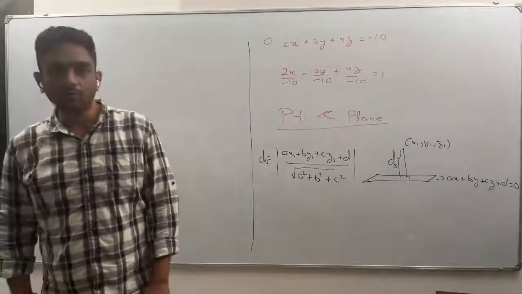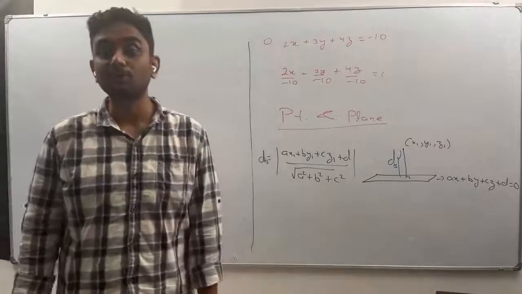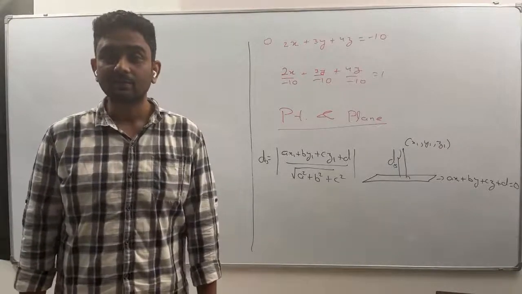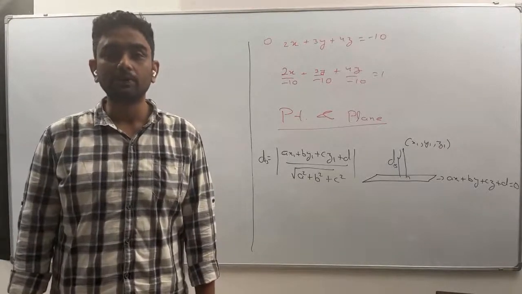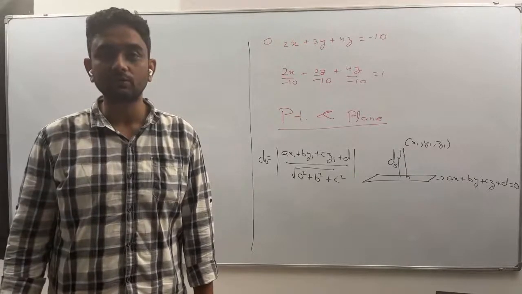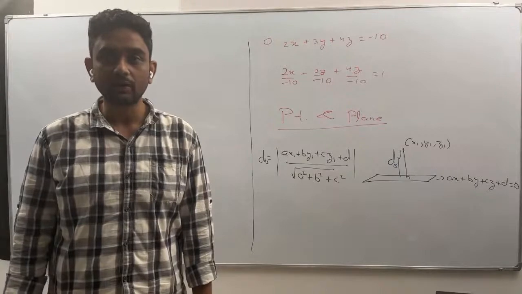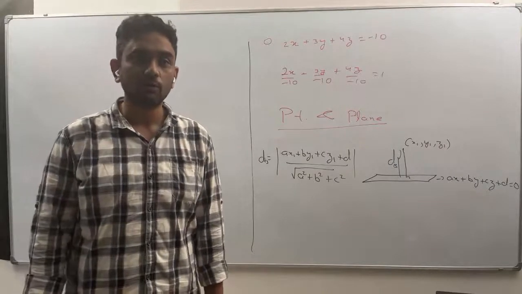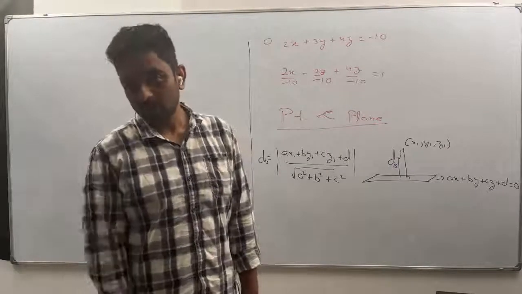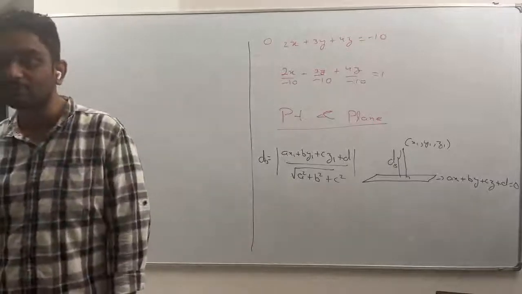Now next we look at the family of planes. When I say family of planes, it is the equation of a plane passing through the intersection of two planes. That's what is there, right? Equation of a plane passing through the intersection of two planes. Now we have talked about family. What is family?